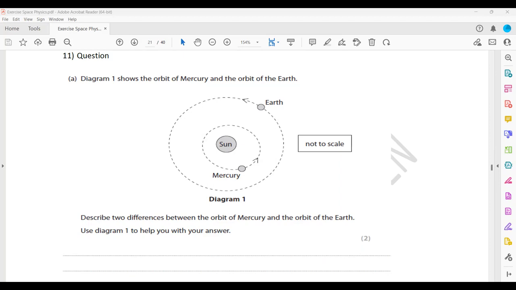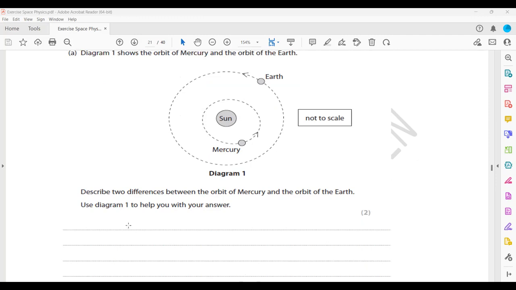That's good. You can also mention they have a different radius. You can mention they have a different length or circumference of the orbit. You can mention they have different speeds or a different time period as well. Like Earth and Mercury are not taking the same time to move around the Sun, so the time will be different as well. So any two you can mention. It's up to you which one you want.